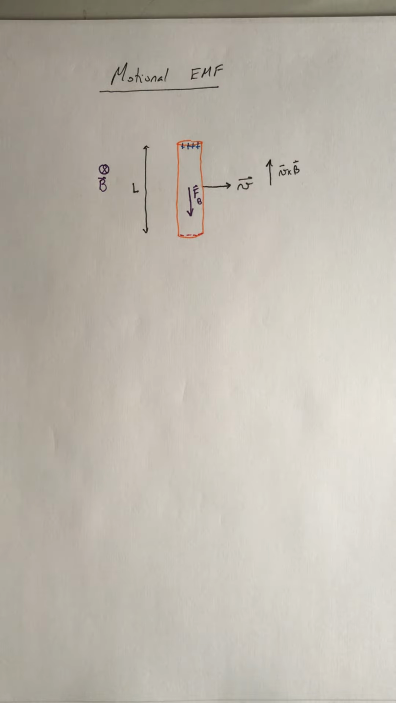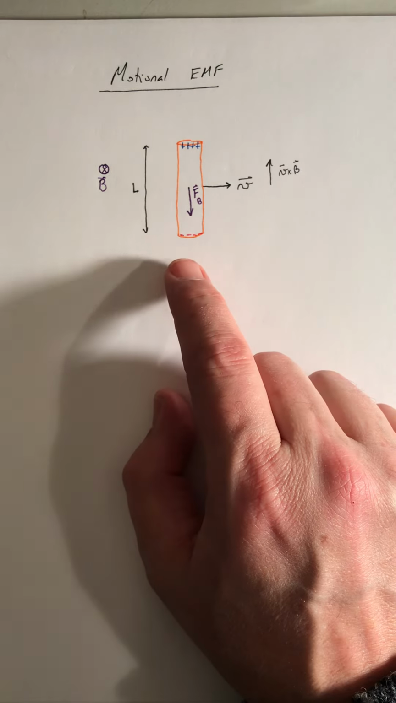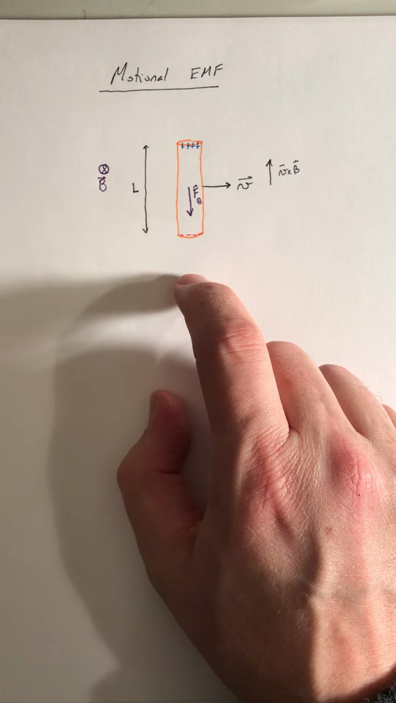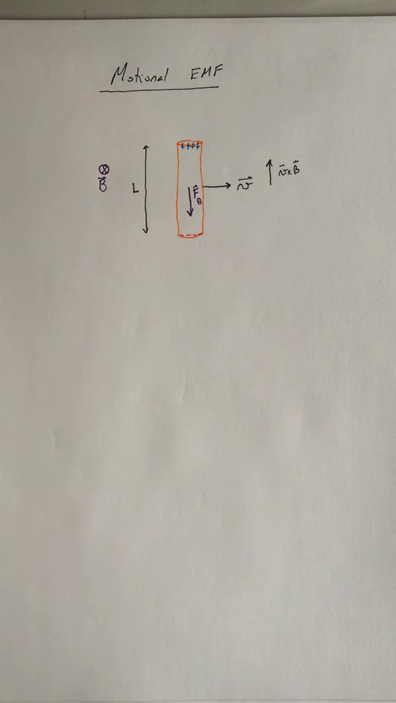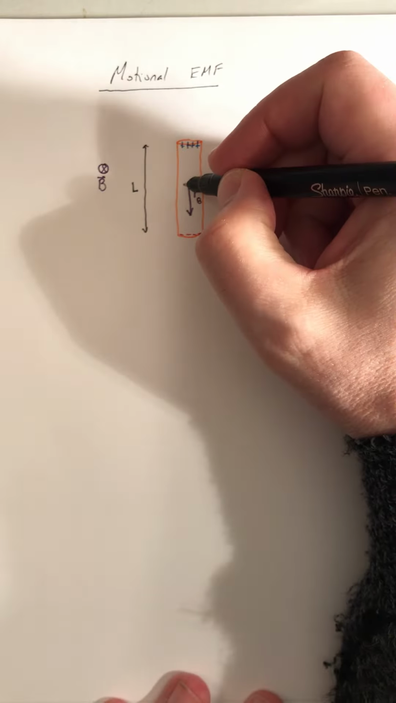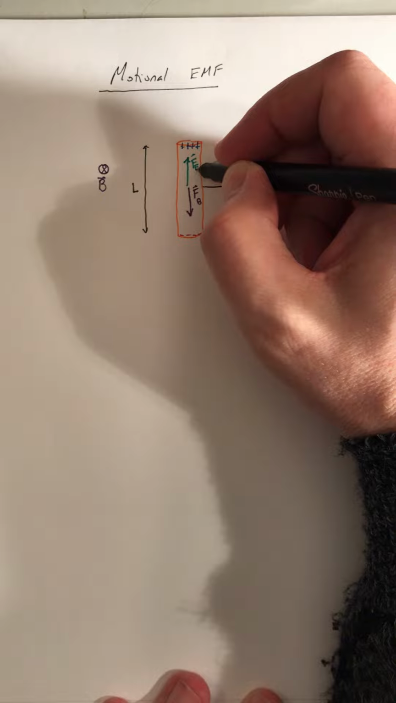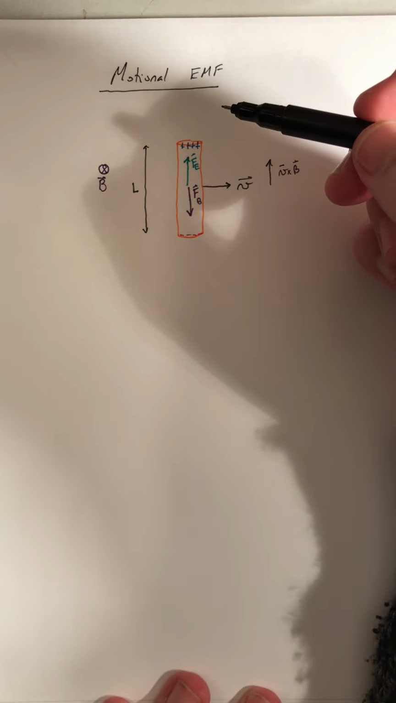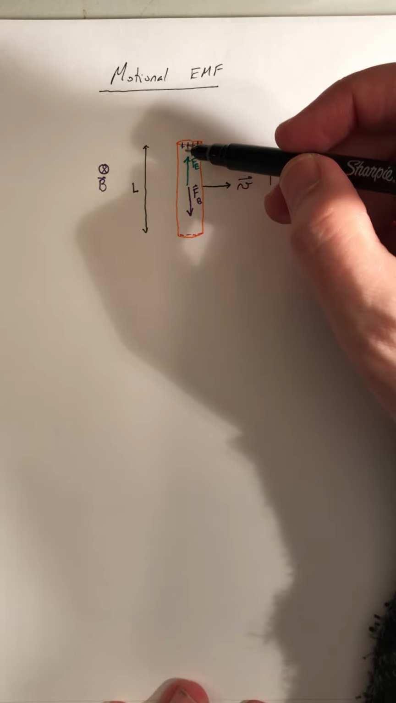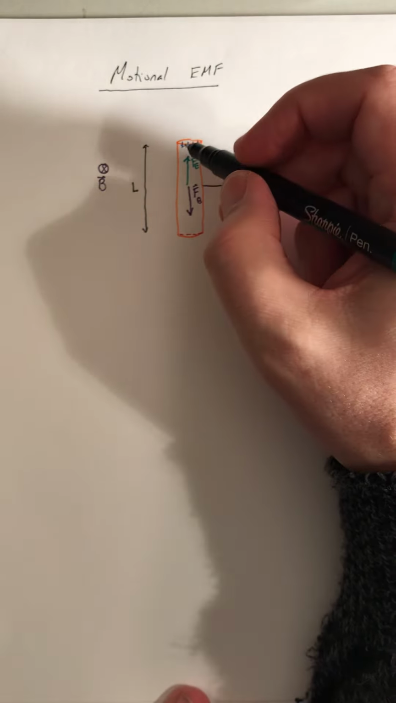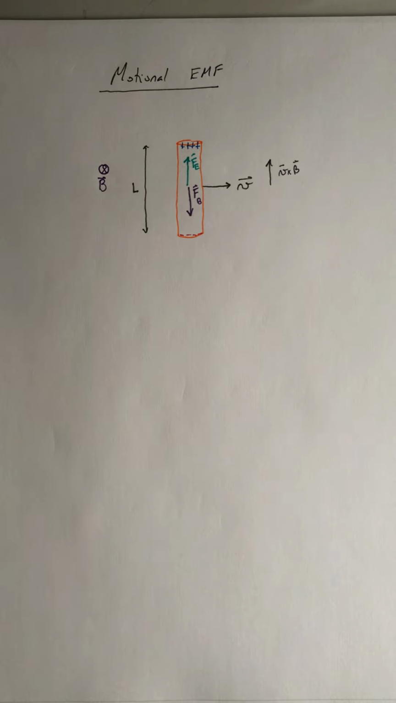And that separation of charges is going to grow until the Coulomb force from the electric field in the conductor cancels out the magnetic force. So there is our Coulomb force arising from an electric field that's pointed down in the conductor, from the positive charge and ending on the negative charge.